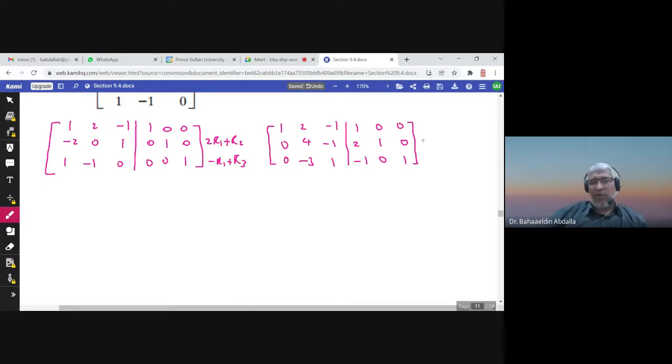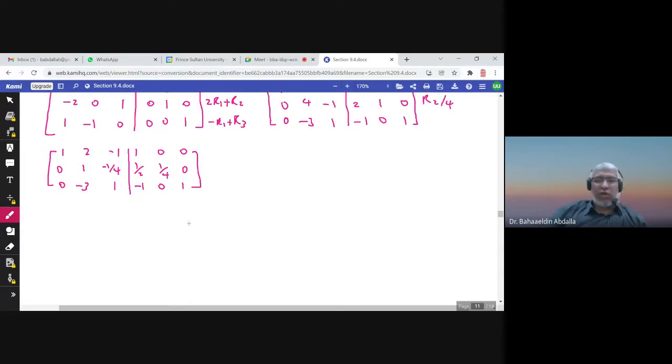Well, I need to divide by 4 to make it 1. 2 over 4 is half. And this is the third row. Now I'll use this one to make 2 and negative 3 zeros. So 3 R2 plus R3 and negative 2 R2 plus R1.